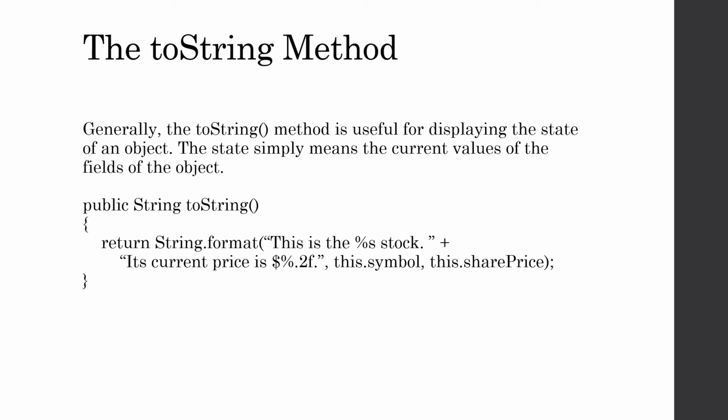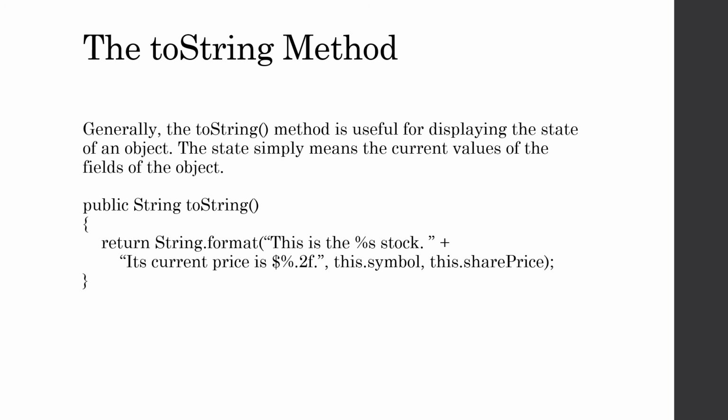So generally, the toString method is going to be useful for displaying the state of an object. So we saw before what we just did. It's going to display the state, which is to say the contents or the current values of each one of the fields. So to give you yet another example of this, taking another look at that stock class, if we create a toString method for that one, assuming that we're dealing with that same symbol and share price that we saw in one of the previous examples with the stock class.